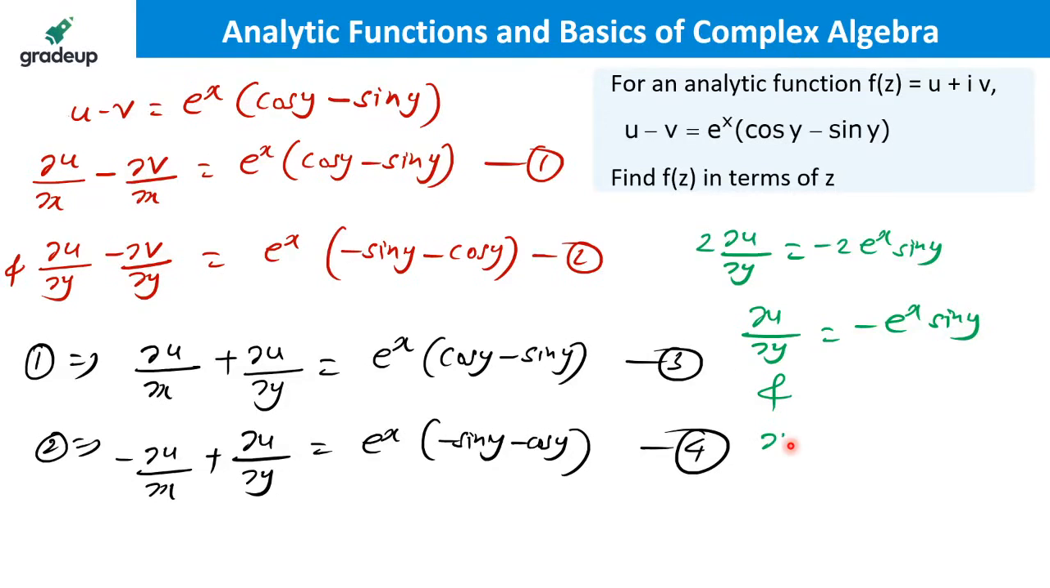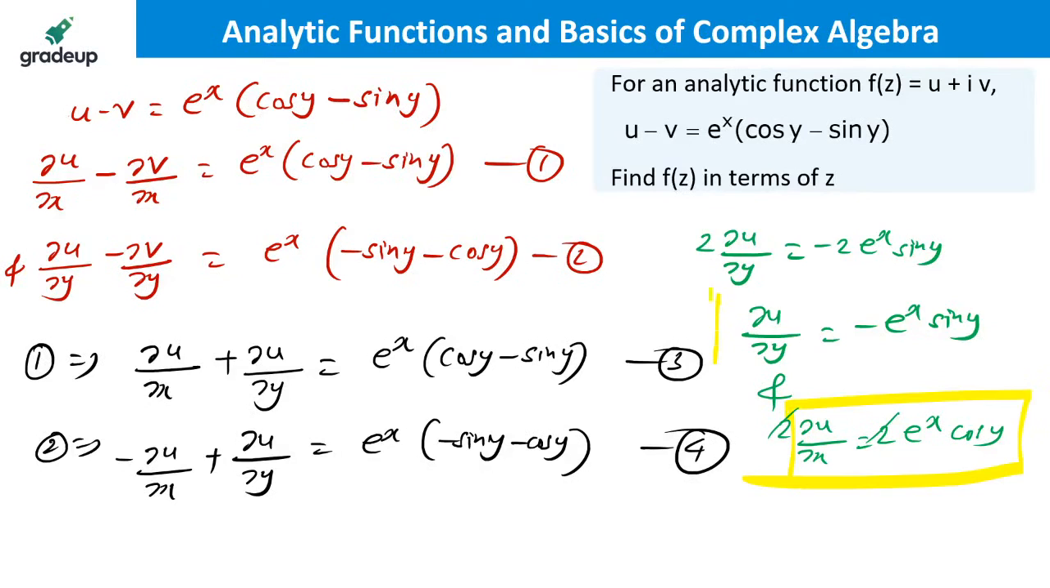And if you subtract equation 4 from equation 3, then 2 times del u by del x, e raised to x common, subtraction, so 2 cos y, minus sin y plus sin y cancelled. So this is the value of del u by del x, and this is the value of del u by del y. So now you can proceed further. What is f of z?